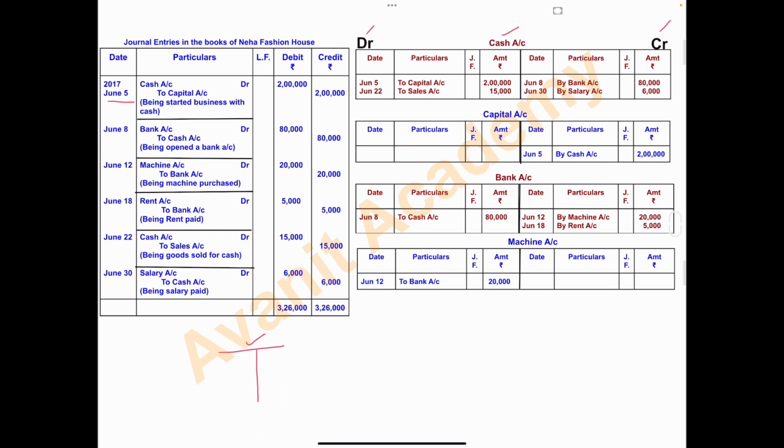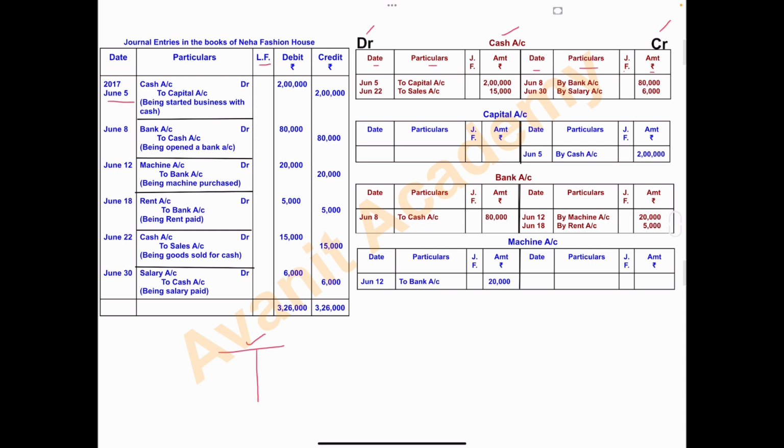Cash account, debit side and credit side. We'll see the columns: date, particulars, JF. JF means journal folio. In the journal book, we write LF, that is ledger folio. When we are preparing ledger accounts, we prepare the JF column, that is the journal folio column. So here, if they have mentioned the journal folio number in the problem, we have to write that. Amount. And on the credit side, the same columns: date, particulars, JF, amount. Clear about all these columns? Okay.